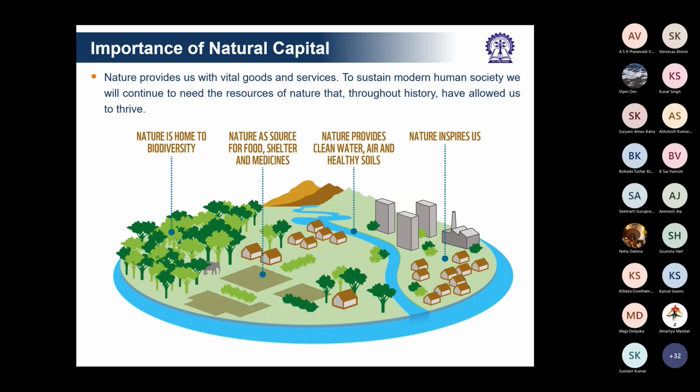So basically what we are trying to say here is that nature is providing us with vital goods and services which is necessary to sustain modern human society. These goods and services that are provided by nature free of cost, we call natural capital. And to sustain or to progress modern human society, we will continue to need the resources that nature is providing us, or nature has provided us throughout history and has actually allowed us to thrive.